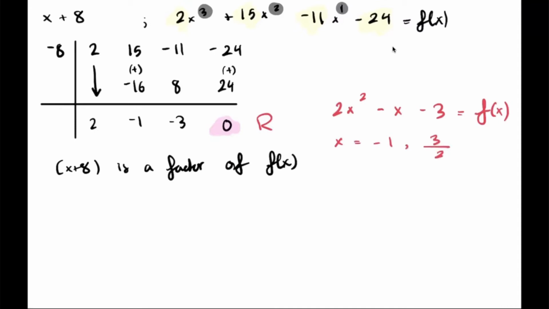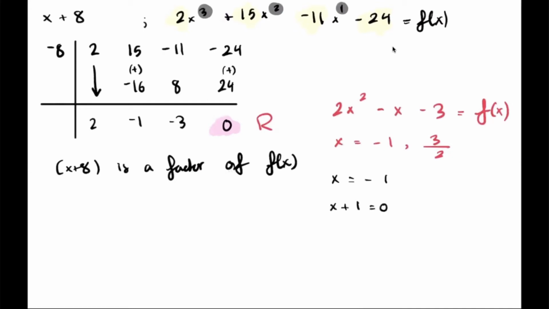Now, if you remember this method that I talked about in lesson 5.2, I talked about using the solutions of a polynomial to write two binomials multiplied by each other. So how do we do that? We know that x equals negative 1. You can take negative 1 to the other side. It will be x plus 1 equals 0.